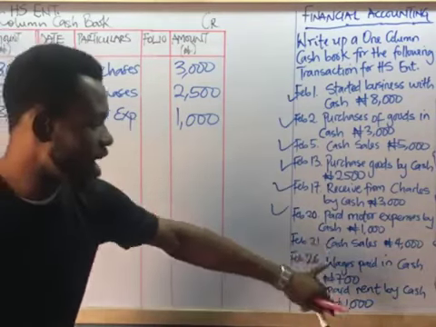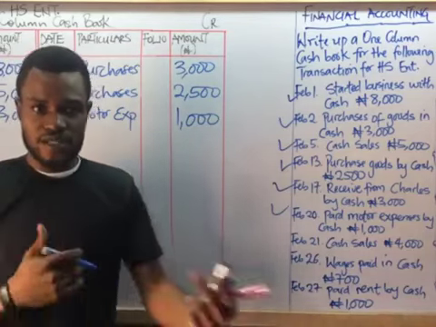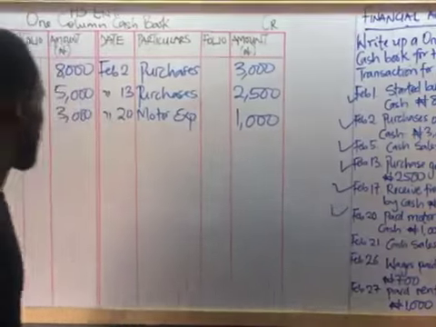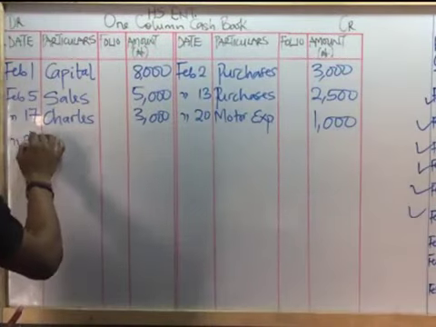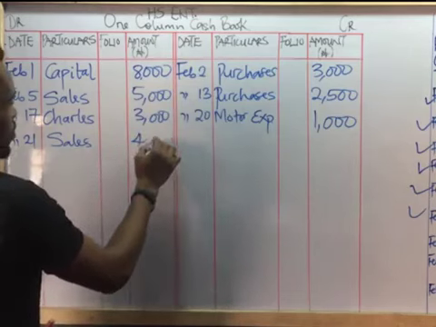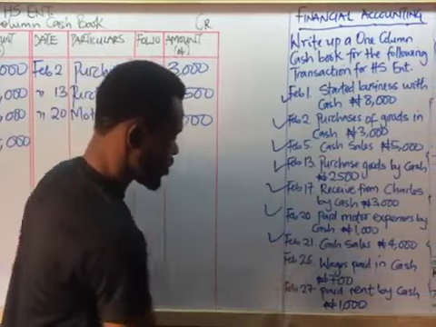February 21, cash sales, 4,000. Cash sales, you made a sale, so money came into the account. Cash sale of how much? 4,000. Sales, how much? 4,000. Okay, so we'll proceed to the next question.